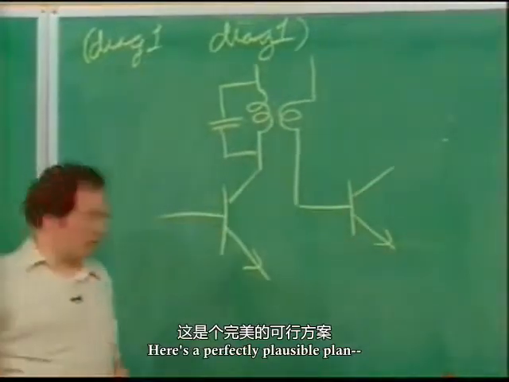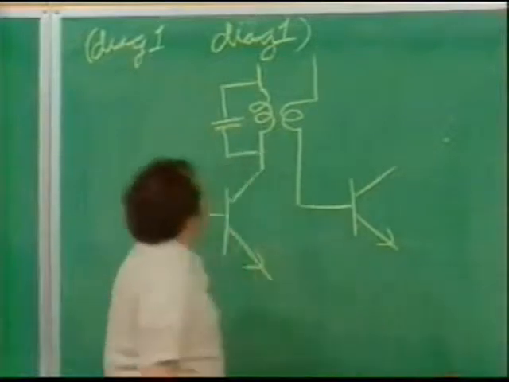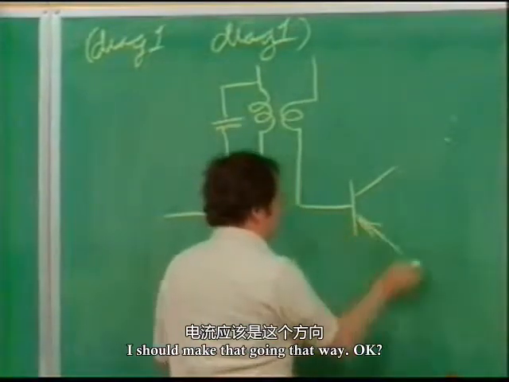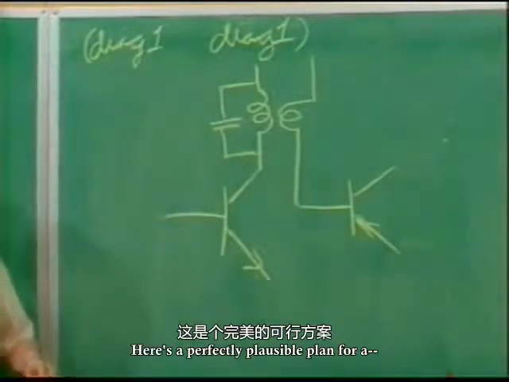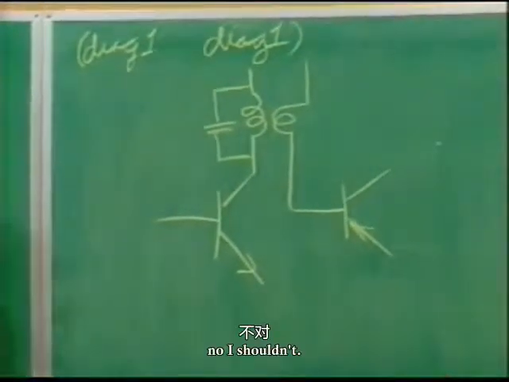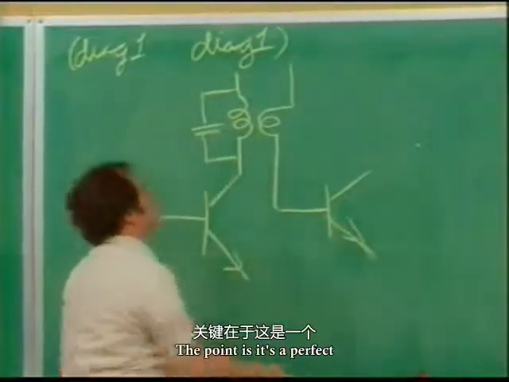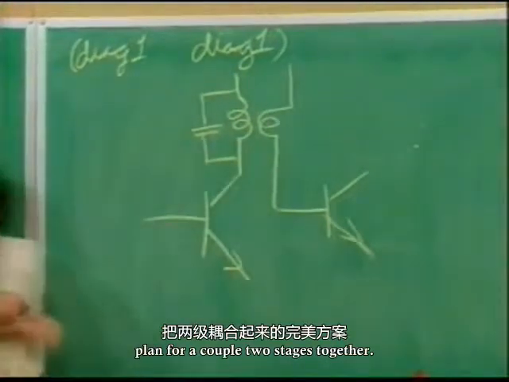Here's a perfectly plausible plan. Well, except for the fact that since I put that going up, I should make that going that way. Here's a perfectly plausible plan for... no, I shouldn't. I'm dumb. Excuse me. Doesn't matter. The point is, here's a perfectly plausible plan for coupling two stages together.